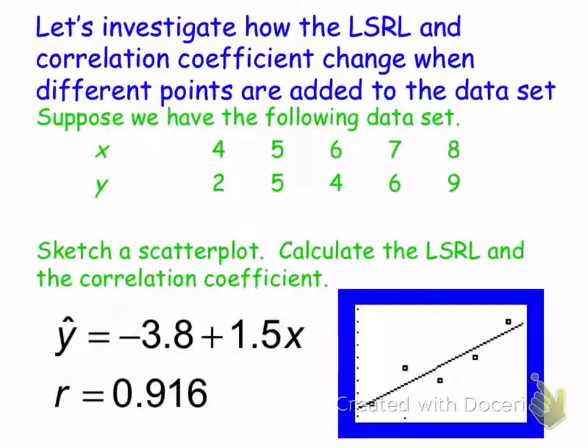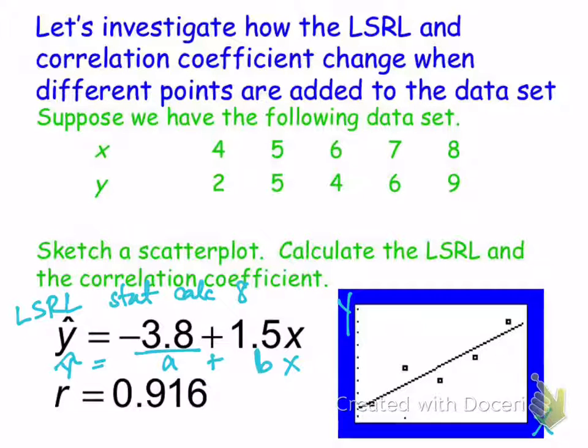Okay, so the scatter plot should look like what you see here. You should label your axes, so this is X, this is Y. To get the Y hat equals, so this is my LSRL, remember, you just do stat calc 8. So I hit stat calc 8. This is my A and this is my B, so it is Y hat equals A plus BX. I'm just putting those numbers in. There's no calculating involved. Then my R is my correlation coefficient.